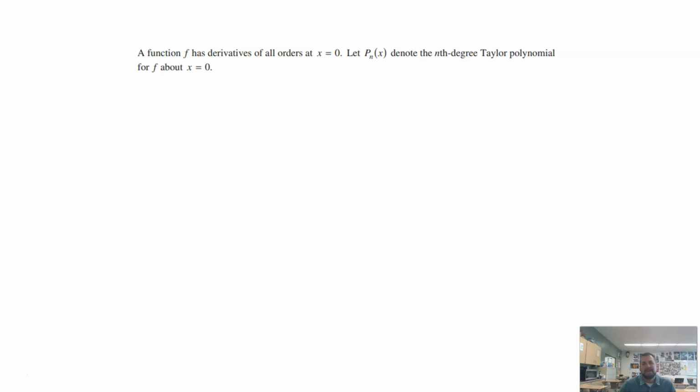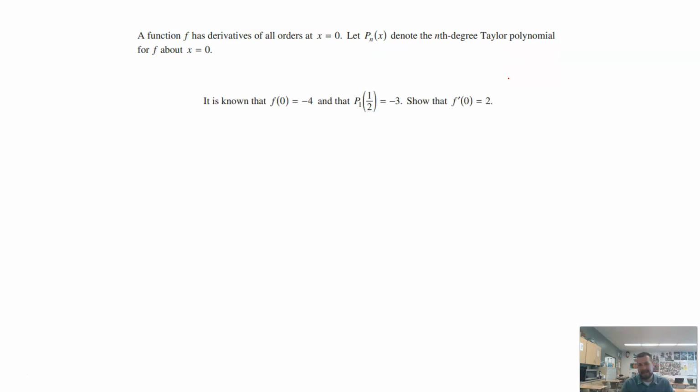Let p sub n of x denote the nth degree Taylor polynomial for f about x equals 0. So basically, if I see p sub 2 of x, that means I have a second degree Taylor polynomial at 0. So it's like a Maclaurin polynomial, if you will. Or like p sub 4, that'd mean I need 4. So I'd have x to the 4th. That's all that means, okay?